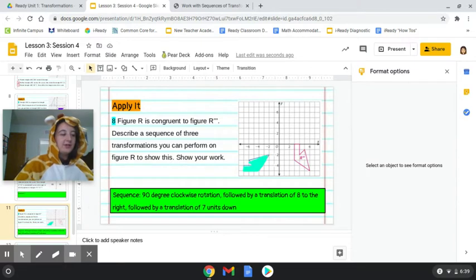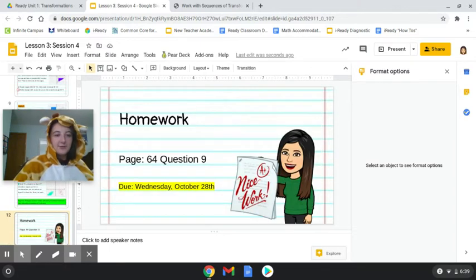Your homework is going to be that last problem on page 64 that we did not go over. So that's question 9, which asks you to describe 2 ways we can use transformations to show that triangle S is congruent to triangle T. So go ahead and write down a list of sequences of transformations that will move S onto triangle T.